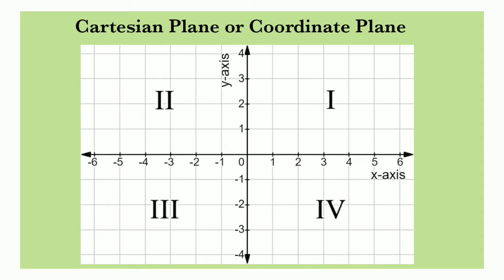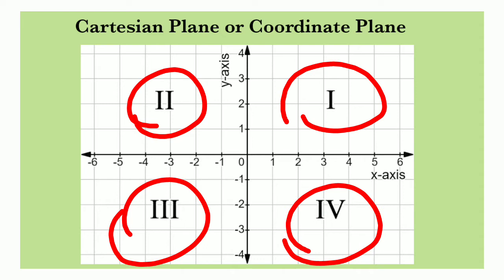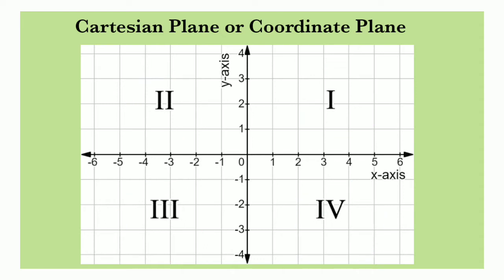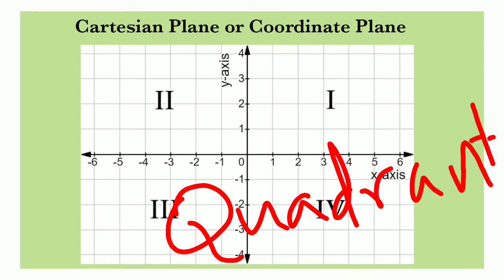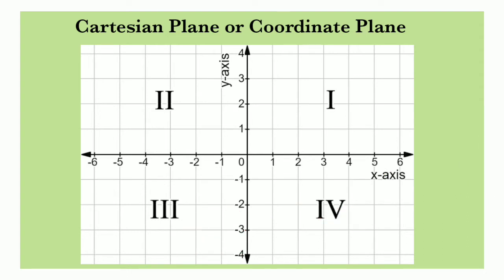Also we have observed that the two axes, that is the x-axis and y-axis, divide this Euclidean plane, or coordinate plane, or Cartesian plane, into four regions. These four regions are called quadrants. How many quadrants? Four quadrants. What are they? First quadrant, second quadrant, third quadrant and fourth quadrant.